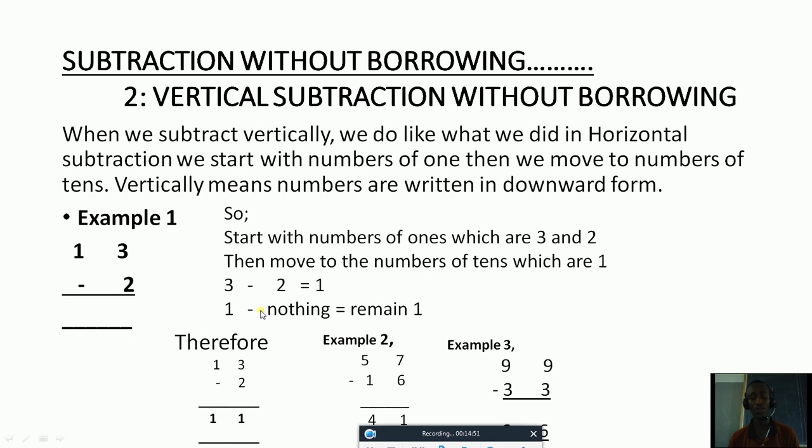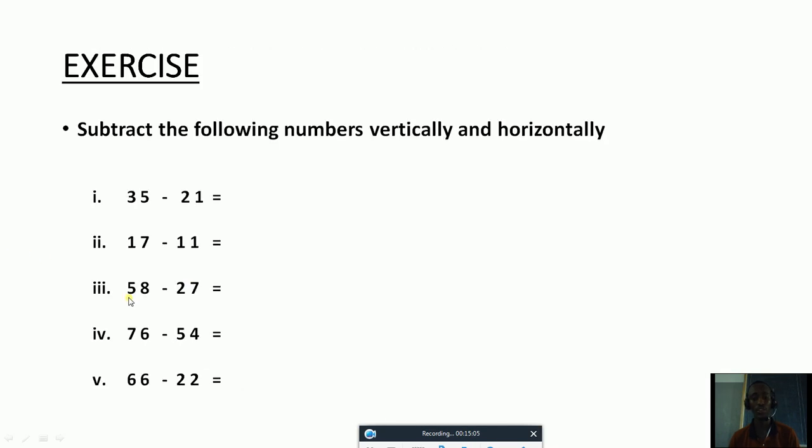Then 1 minus, because you do not have a number of tens in the second number, it means minus nothing, so you remain with that 1. So the answer will read as 11. So 13 minus 2 equals 11.